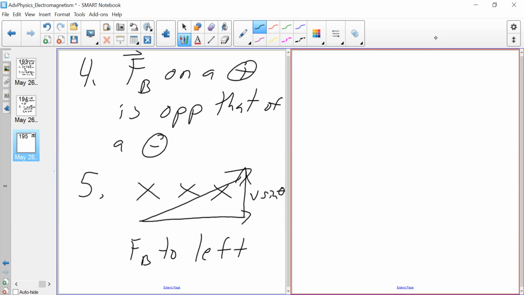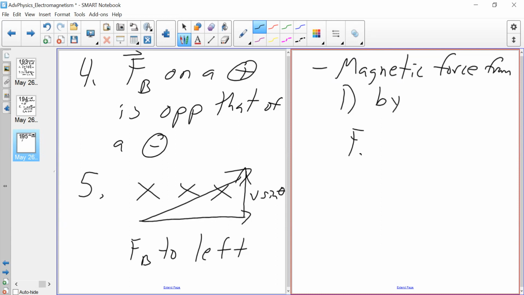Empirically and experimentally, we can quantify the magnetic force from the properties in number 1 by: magnetic force is equal to the charge times its velocity, basically a dot product, if you will, because the charge is moving with speed v, velocity v, crossing into the magnetic field. Now, that's a basic case.